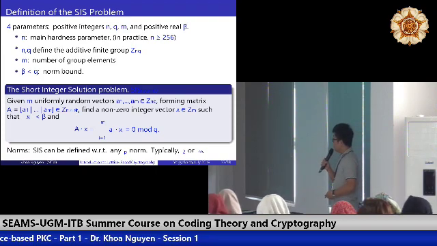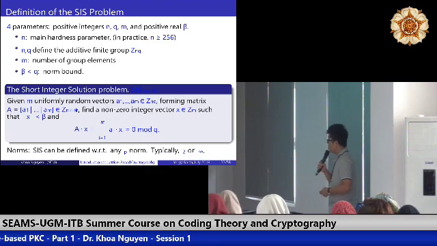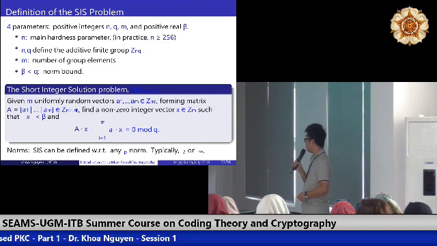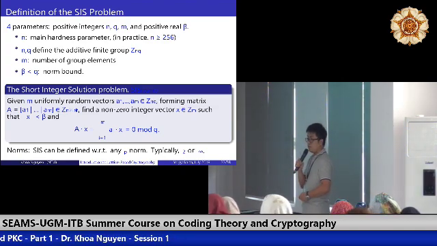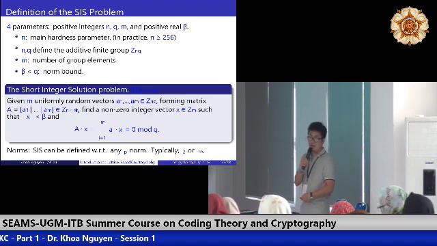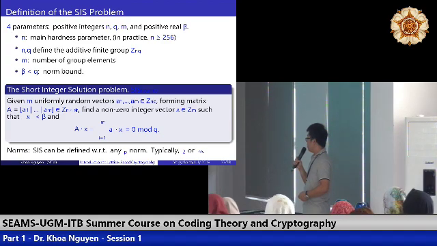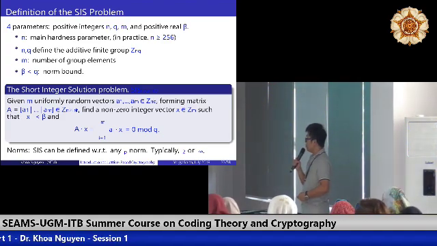Okay, so basically it acts to solve a system of modular linear equations. It's very simple, very linear algebra. Given A, uniformly random, find some x that is somewhat small in integer such that A times x equal to 0.